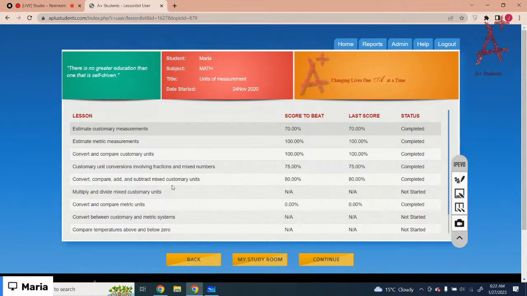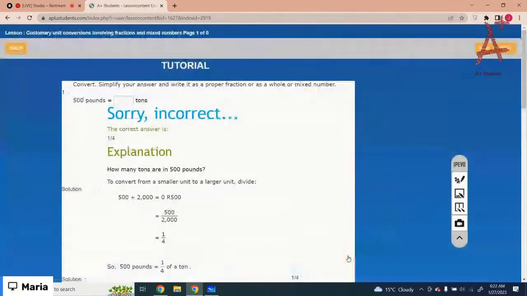Got it? The next one is customary unit conversion involving fractions and mixed numbers. Okay, convert, simplify your answer and write it as a proper fraction or as a whole number. Got it?